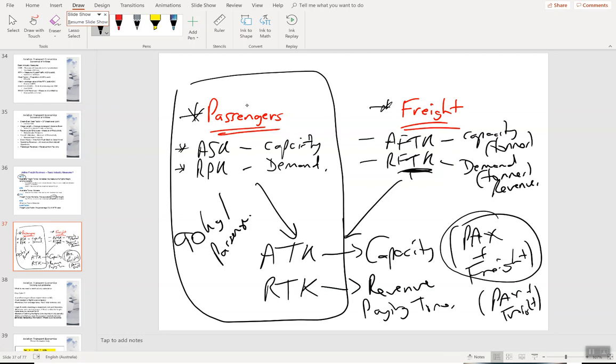So ASKs, RPKs for passengers, available freight ton kilometres is your capacity for freight, revenue freight ton kilometres is your demand, your revenue paying demand for freight, and you can look at load factors the same as you would for passengers. And then if you see ATKs or RTKs, that's combining passengers and freight, and it's basically giving some sort of value for the weight of a passenger, and then you've already got freight measured in tons, so you've got everything in tons, and that way you can work out a load factor for the whole plane combined, passengers and freight.